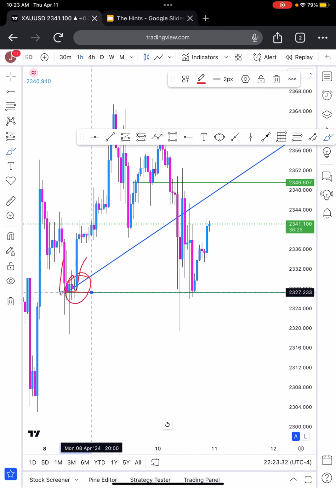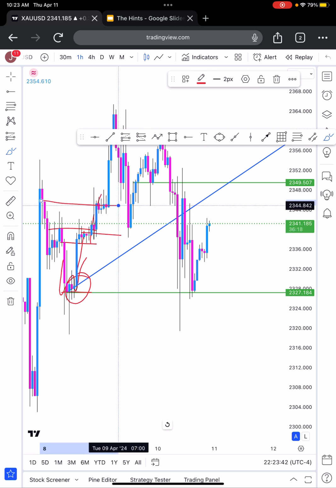If it doesn't get broken, price is going to go up until it breaks the level, right? It couldn't break this level, so it retraced to this level. Once it broke this level, it retraced to this level. Once it broke this, it went here and then retraced below. Yeah, so hope that helps.